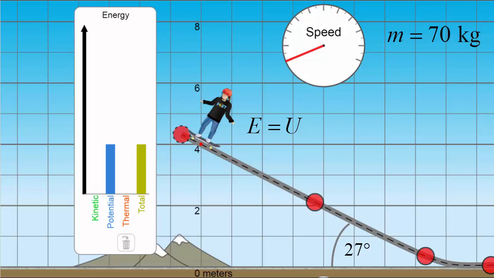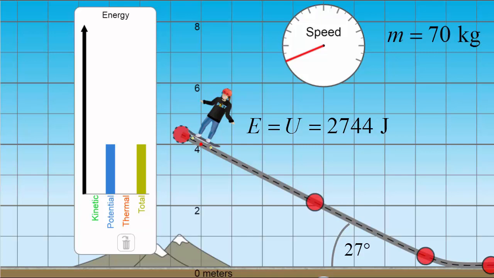The potential energy gained is equal to mgh, where m is 70 kilograms, g is 9.8 meters per second squared, and h is 4 meters. This comes to 2,744 joules. This is the total energy of the skater and his board.